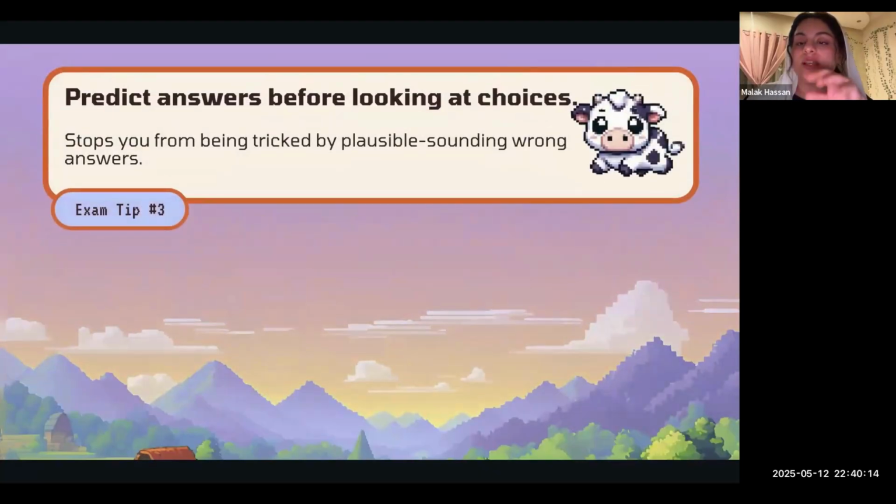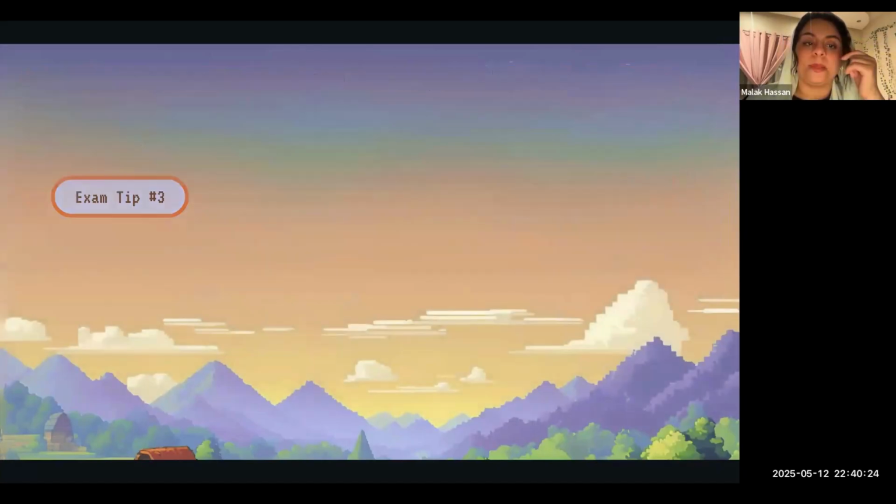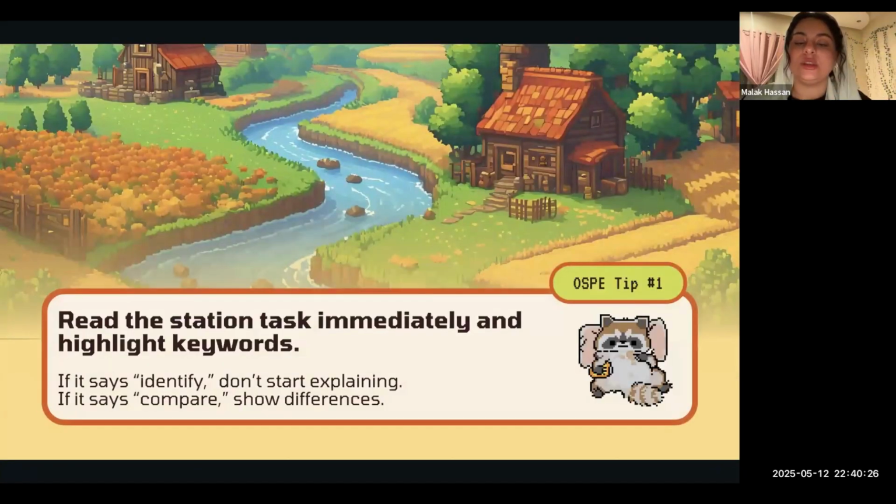And then predict answers before looking at the choices, because if you look at the choices, you might look at a wrong answer and it sounds right, but it's not right. So try to guess the answer before looking at the choices. Now for OSPE, read the station immediately and highlight keywords. So identify means don't start explaining. If it says compare, then you show the differences.